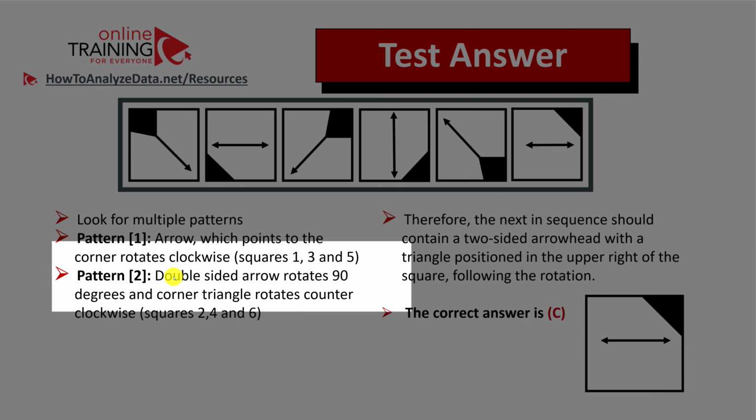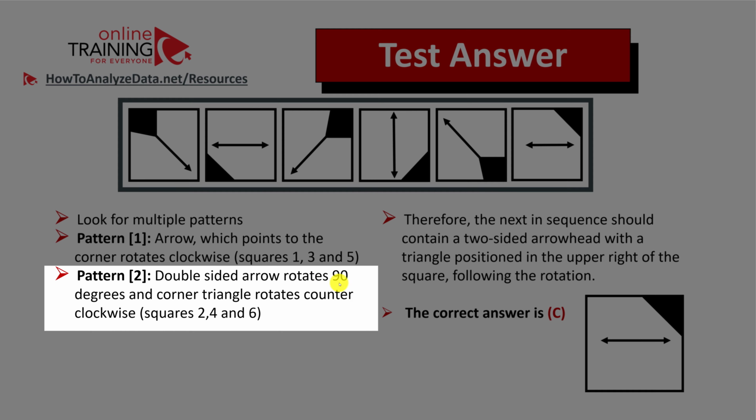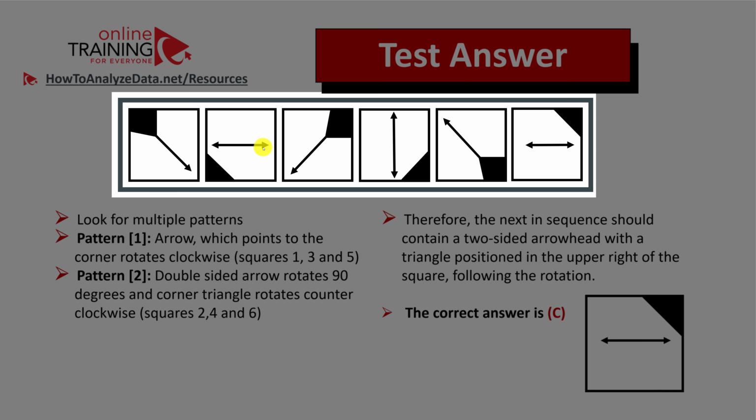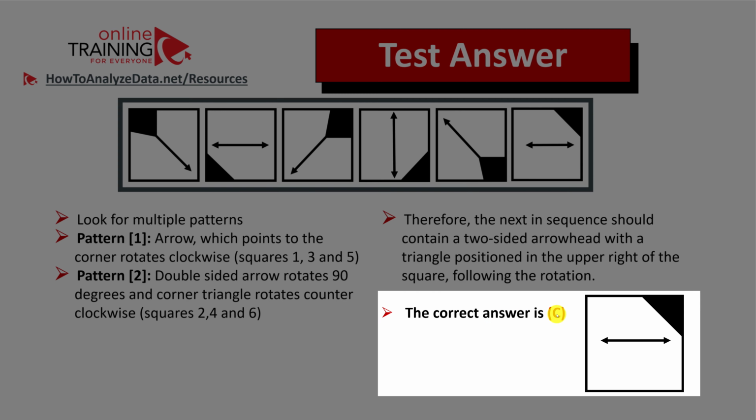And this particular pattern is double-sided arrow rotates 90 degrees, which you can see here presented. Here it's completely horizontal, here it's completely vertical, so in square number 6, it will be horizontal again. And then another thing that happens here, the corner of the square rotates counterclockwise, and it goes from the bottom left corner to bottom right corner, so the next position for that corner would be upper right corner. So the correct answer here is choice C.